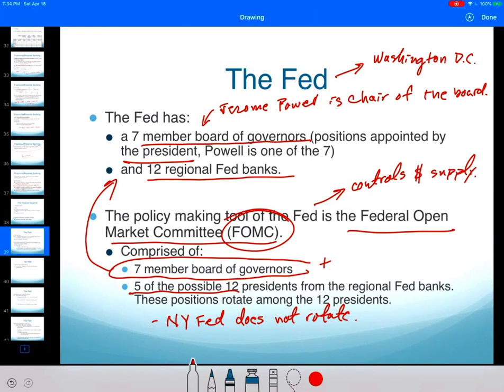But the key point here is that the Federal Open Market Committee is the committee that's in charge of managing the money supply. That is, controlling how much money is out there in circulation, okay?